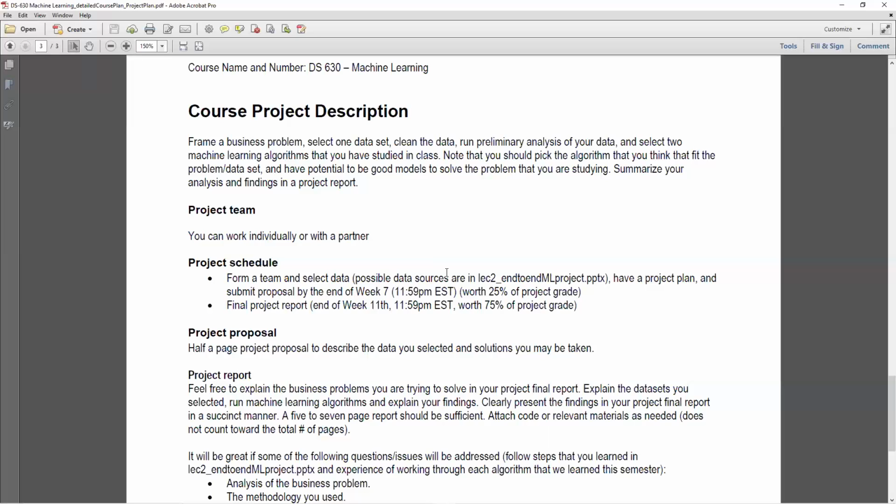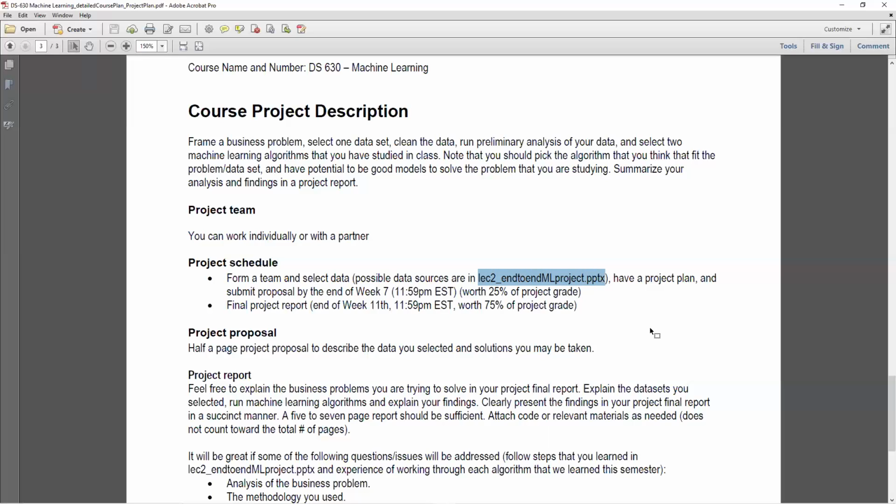You should form a team and select the data by the end of week 7. By the end of week 7 means the end of the week, Sunday, 11:59 p.m. Eastern Time. It is worth 25% of the project grade, and you could select some possible data sources from the PowerPoint slides that I put in week 2. I will elaborate on the data sources a little bit more when we discuss lecture 2.